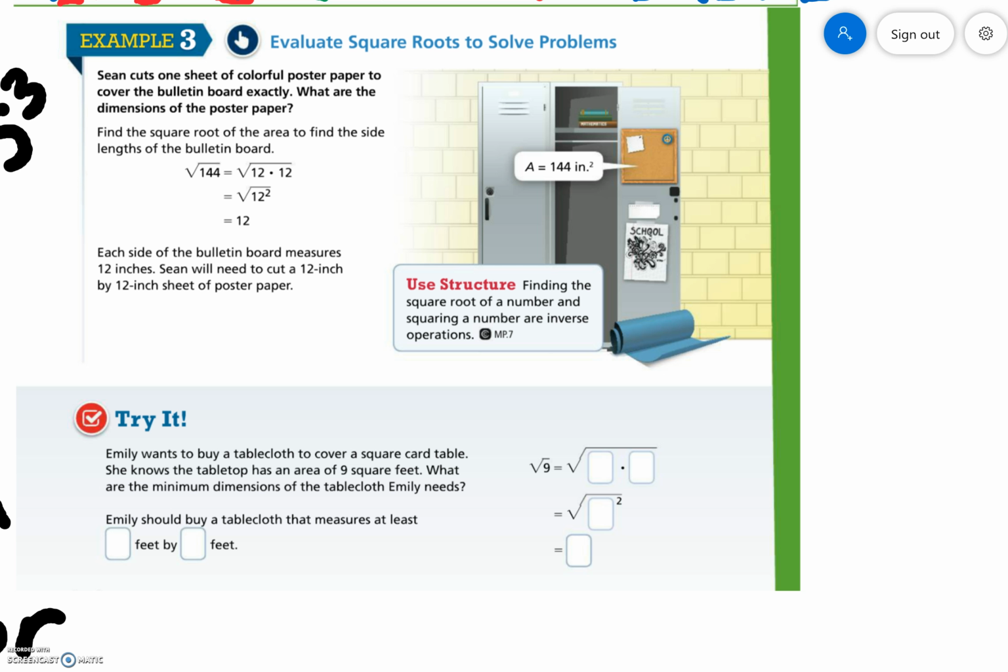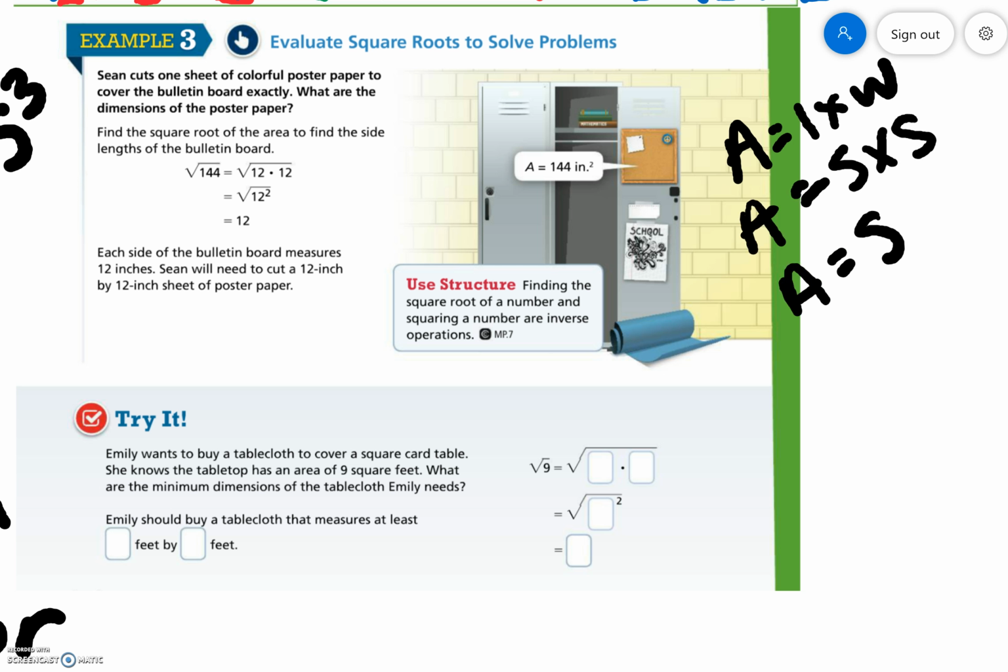So we know the bulletin board is 144 inches, and we know it's a square. So area equals length times width, but we know in a square, both the length and the width are the same. So we can say side times side, which means our area equals side squared. So we need to figure out what times what equals 144, being the same number, 12 times 12. So the square root of 144 is 12, which means each side of the bulletin board measures 12 inches. You will need to cut a 12-inch by 12-inch sheet of poster paper. Try it. I want you to try this on your own. So pause it and press play when you are ready to go over it.